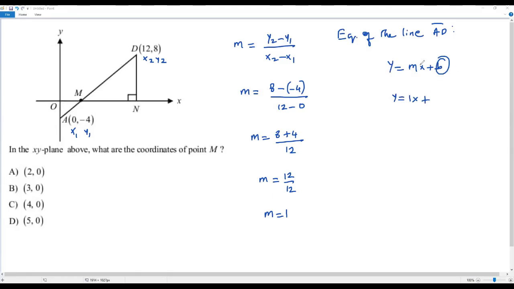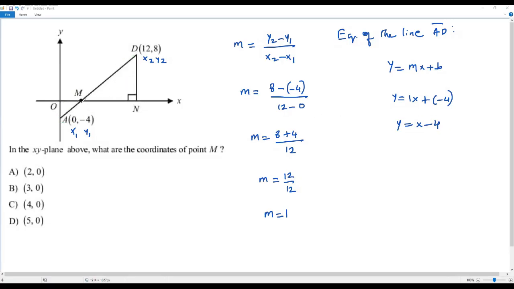This b represents the y coordinate of the y-intercept of the line. Here this point A represents the y-intercept of this line, because at this point the x-coordinate is 0. Always at the y-intercept the x-coordinate is 0. Since the x-coordinate is 0 here, we can consider this point (0, -4) as the y-intercept. So at this point the y-coordinate is -4. So this is the value of the constant b. We can plug in -4 for b. Then I'm getting 1 times x is x, plus negative 4 is -4. Here I got the equation of this line segment AD, that is y equals x minus 4.